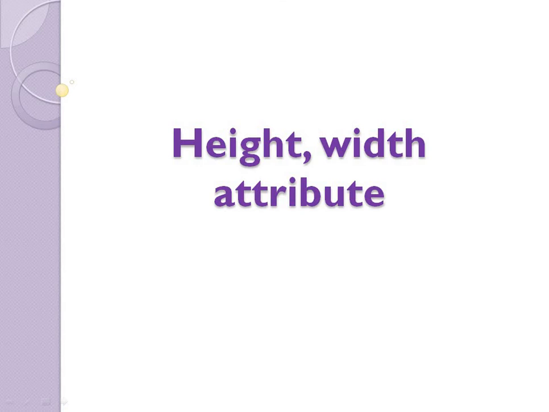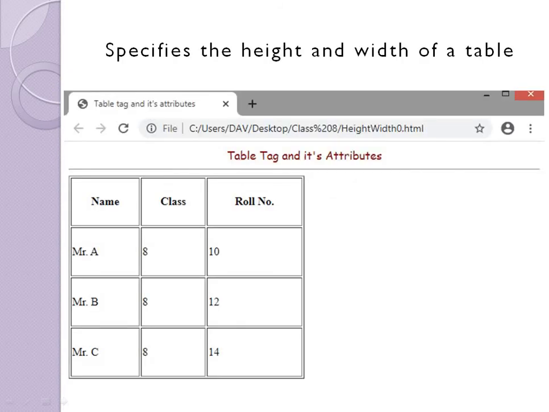Now the height and width attribute. We have the option to define the height and width of the table also. Sometimes we are required to provide the height and width of the table, so this attribute is there to help us. See how we can do it. It specifies the height and width of a table. See the example. The earlier tables were very compressed, very small, but the same table here is consuming extra space compared to all the other tables.